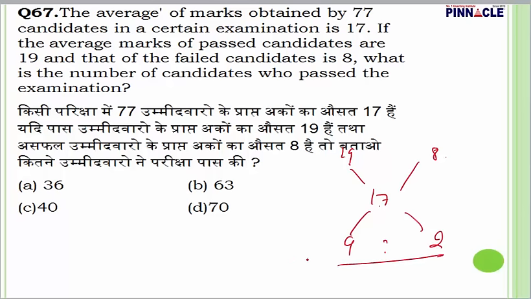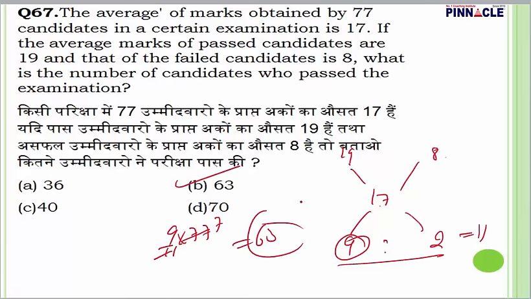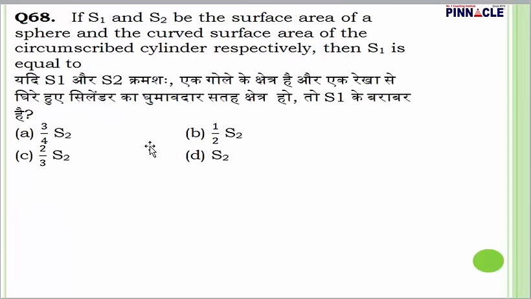So 9:2 is the ratio of the number of students. Total candidates are 77. The question is, what is the number of candidates who passed the examination? Out of 11 parts, 9 plus 2, 9 are pass. Out of 77, 63 will be the pass. Answer is B.